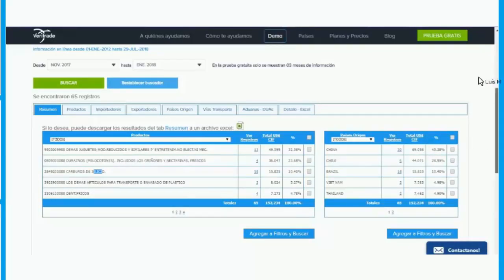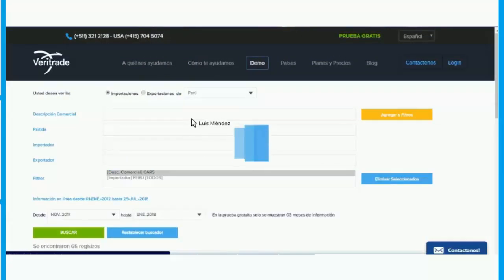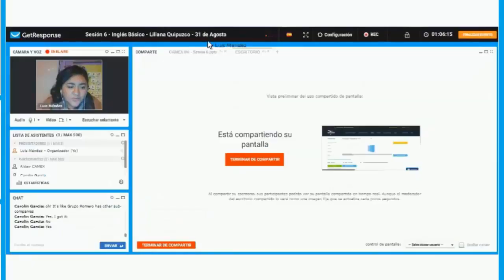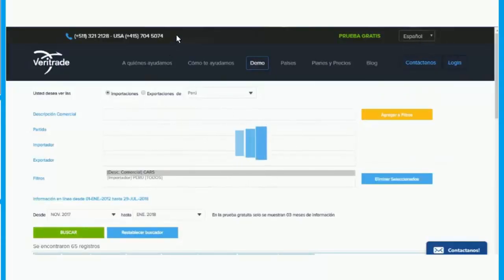Oh wait, I put cars instead of in Spanish. I have to put it in Spanish. You have to do it in Spanish because we're using it in Spanish. I made a mistake and I looked at it in English. So we're going to do the search again.